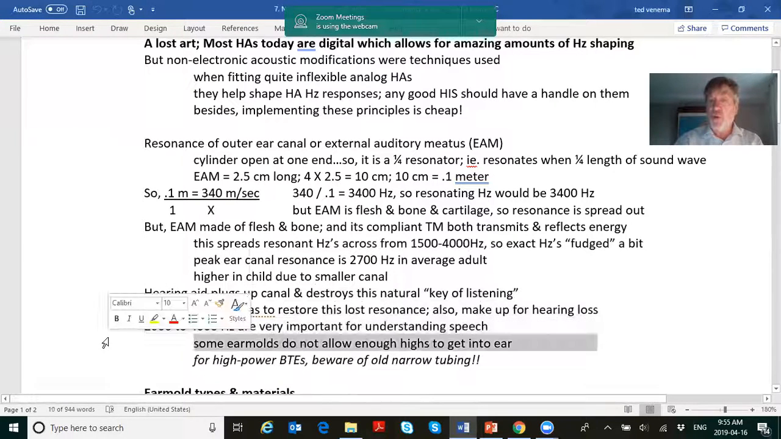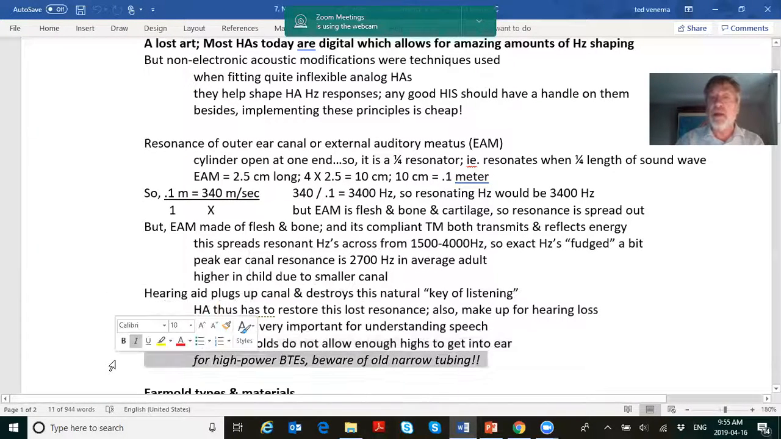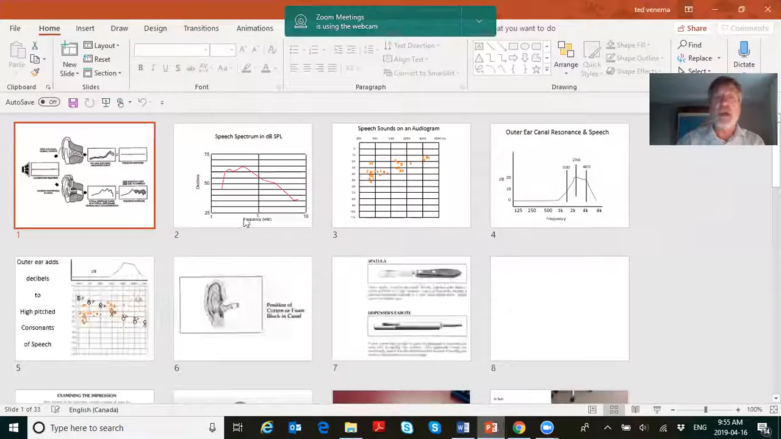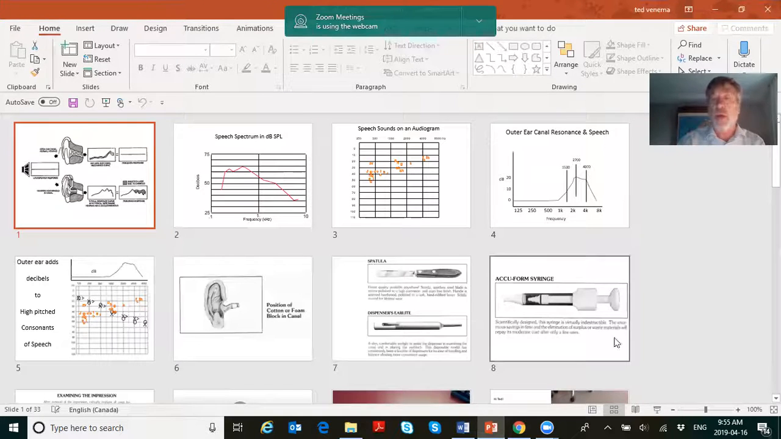Some ear molds of hearing aids don't allow enough highs to get into the ear. So for high power behind the ear hearing aids, beware of old, narrow tubing. So we'll talk all about this stuff. Let's look at our pictures here, in our PowerPoints. Here we go. We'll blow that guy up and make it big.